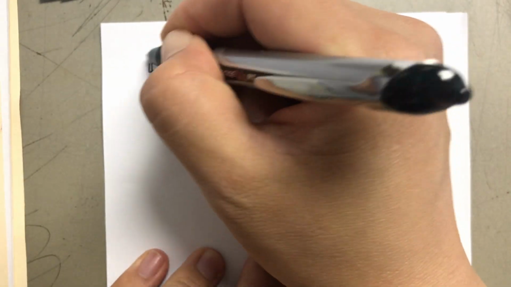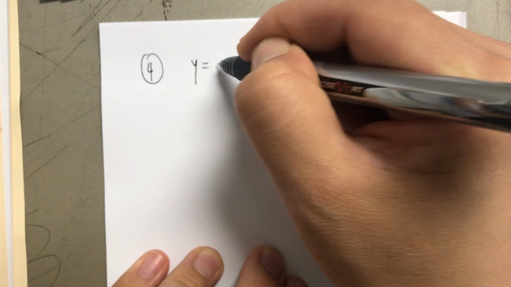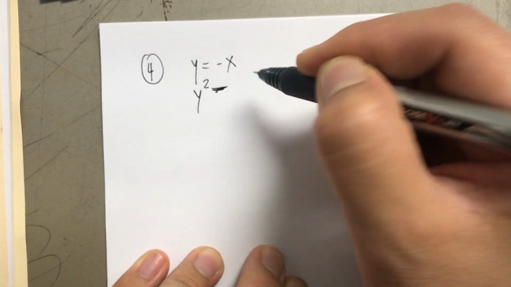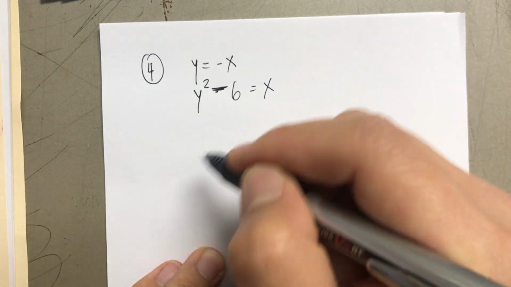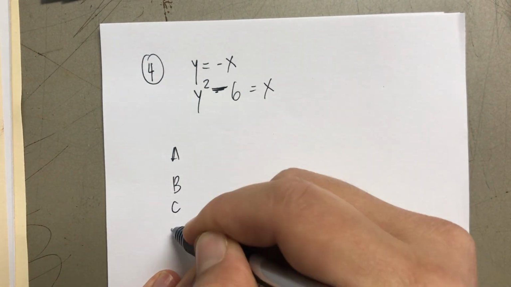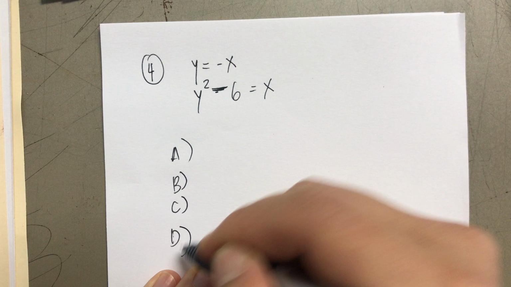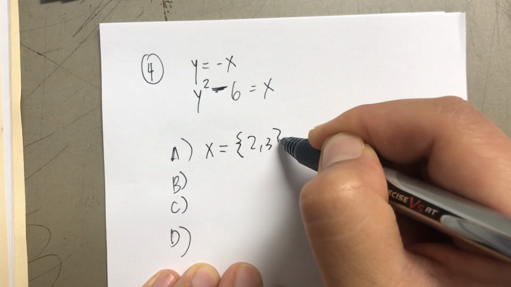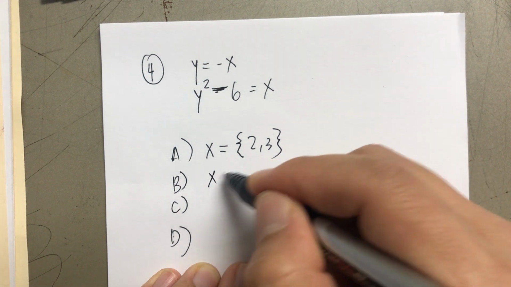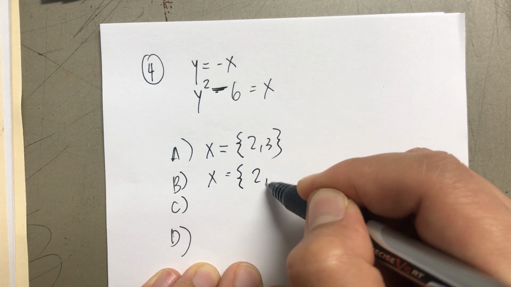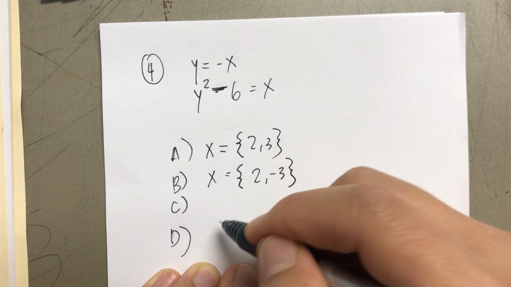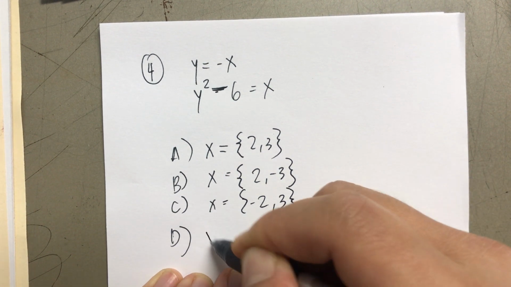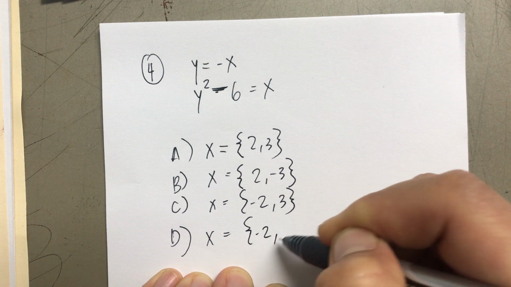For number 4, it says y equals -x, and y squared minus 6 equals x. Okay, now they give you this right here where it says x could equal, and it's a set again, 2, and it could also equal 3. And over here, x is going to equal 2 and -3. X is going to equal -2 and 3, and x is going to equal -2 and -3.